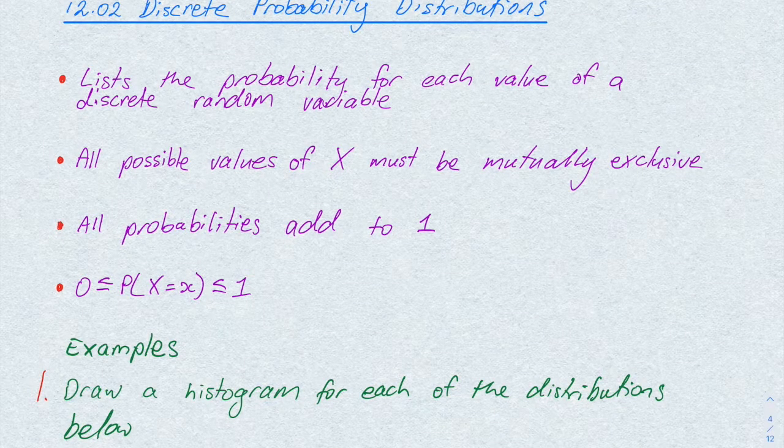Exercise 1202 is on discrete probability distribution. So we're going to learn here exactly what these things are. First of all, they list the probabilities for each value of a discrete random variable. All possible values of x must be mutually exclusive. All probabilities add to 1, and each probability is between 0 and 1.